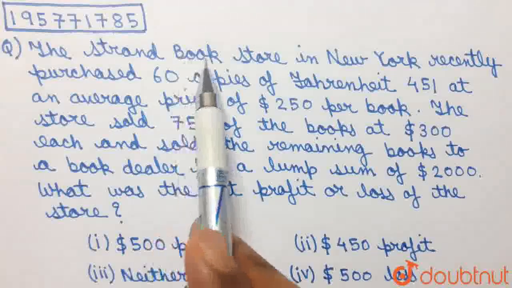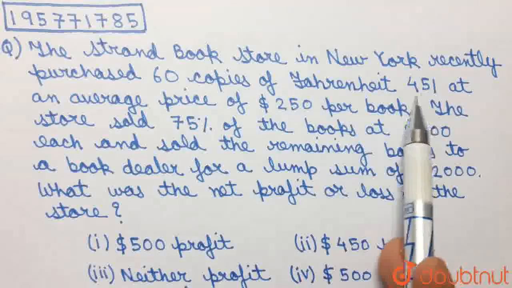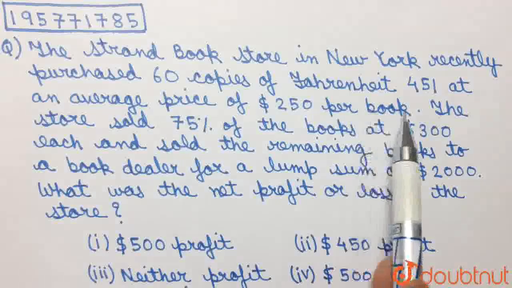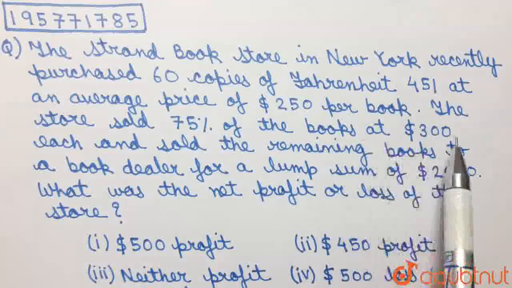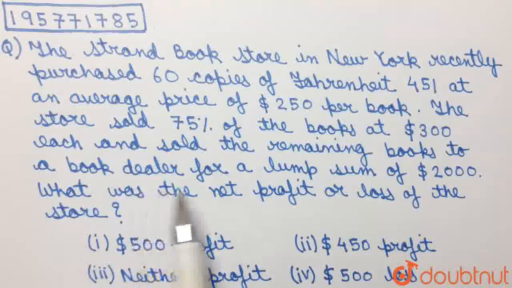The Strand Bookstore in New York recently purchased 60 copies of Fahrenheit 451 at an average price of $250 per book. The store sold 75% of the books at $300 each and sold the remaining books to a book dealer for a lump sum of $2,000. What was the net profit or loss of the store?